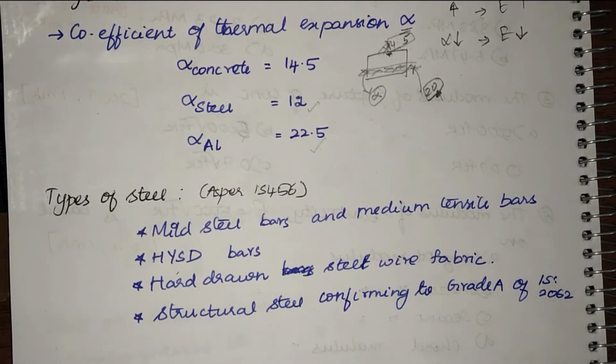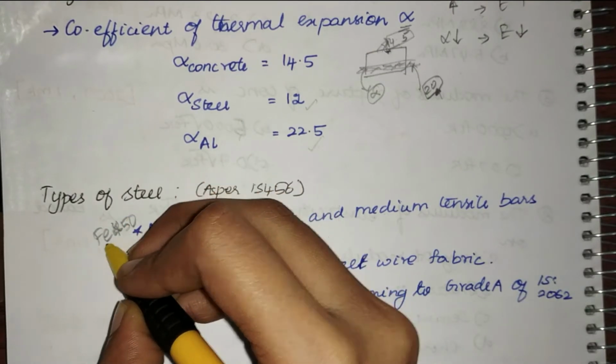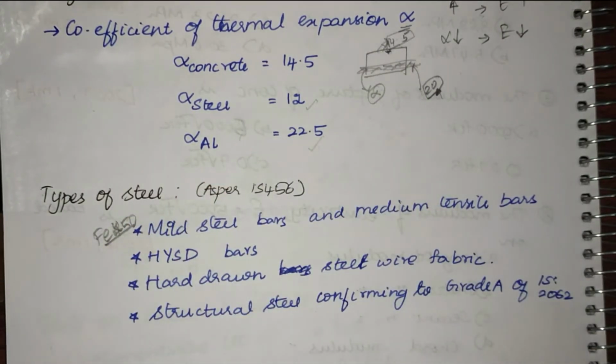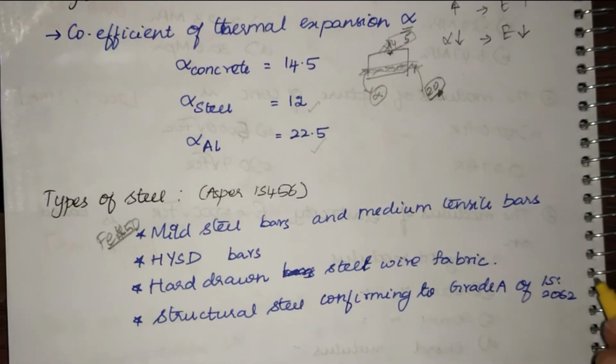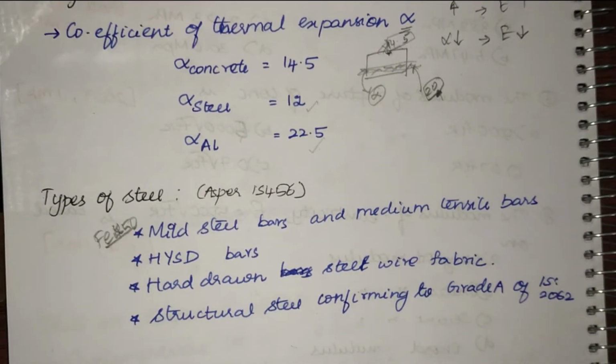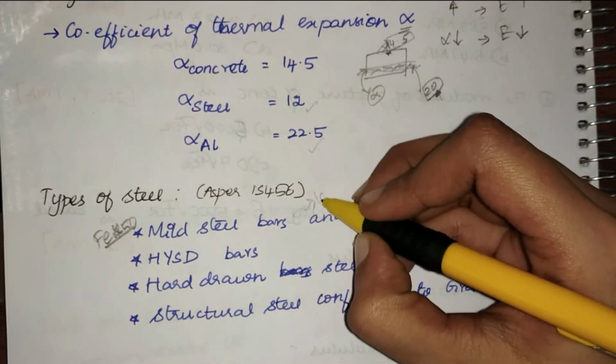Next, let us look into the types of steel. As per IS 456, there are 4 different types of steel. First is mild steel bars and medium tensile bars. So the mild steel bars are with a yield strength of 250 MPa. It is also denoted as Fe 250 bars, and it is not used much in the construction, not in India, but however in foreign countries, mild steel bars may be used for lateral ties alone.